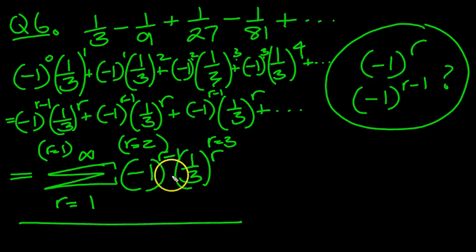And you could use rules of indices to tidy this up. But you've got the sum from 1 to infinity of minus 1 to the r minus 1 times by a third to the power r. And it could be tidied up if you wish. Good.